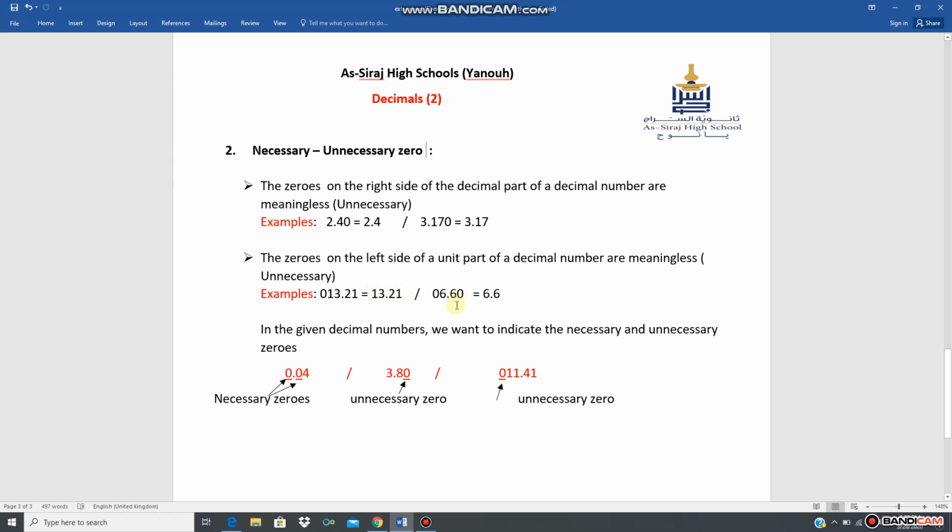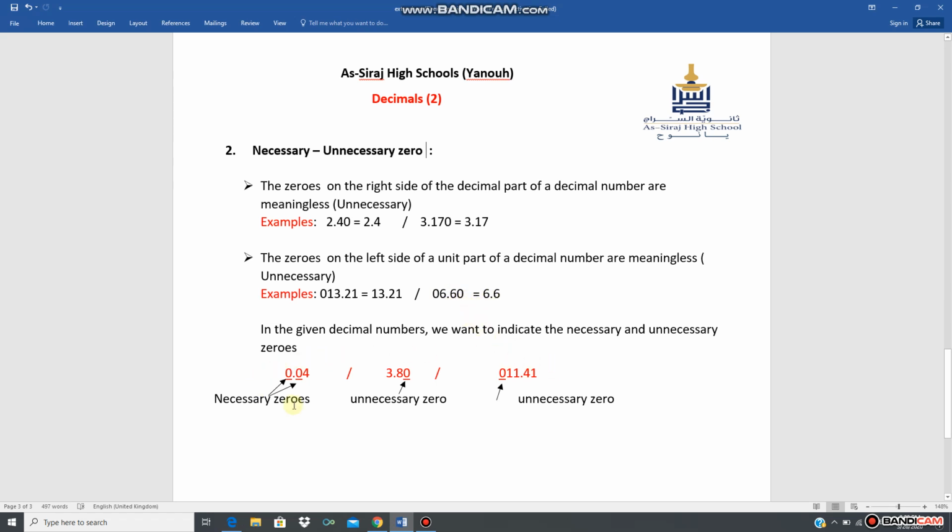Let's move to the second example, which is very important. Why? Because here we have 0 on the right side of the decimal part of a decimal number. Here, this 0 is unnecessary. And we have a 0 here on the left side of a unit part of a decimal number. So here, the two zeros in this number are unnecessary. So this number is equal to 6.6.